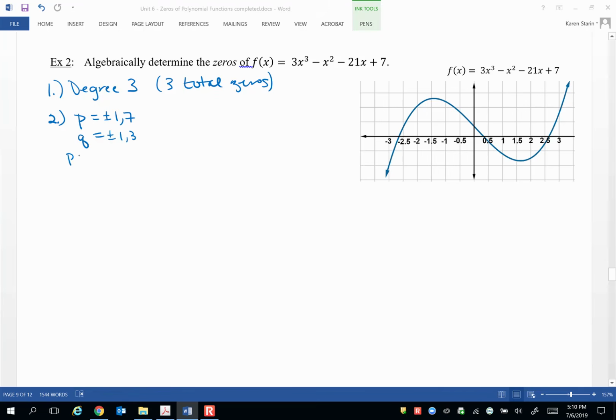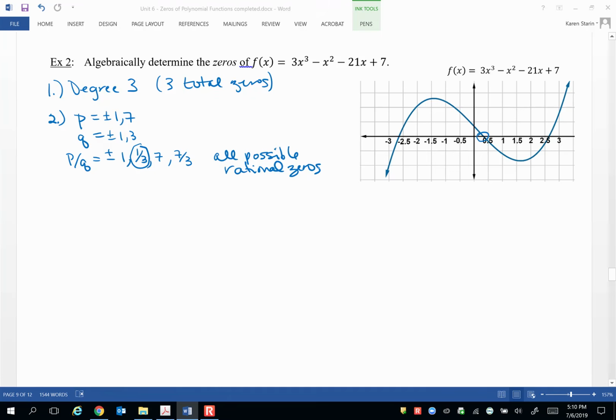So all the possible P over Q's are plus or minus 1, 1/3, 7, or 7/3. We have 1 over 1, which is 1, 1 over 3, which is 1/3, 7 over 1, which is 7, and 7 over 3, which is 7/3. Looking at the graph, it appears the one rational zero we have is probably 1/3. Remember, these are all possible rational zeros.